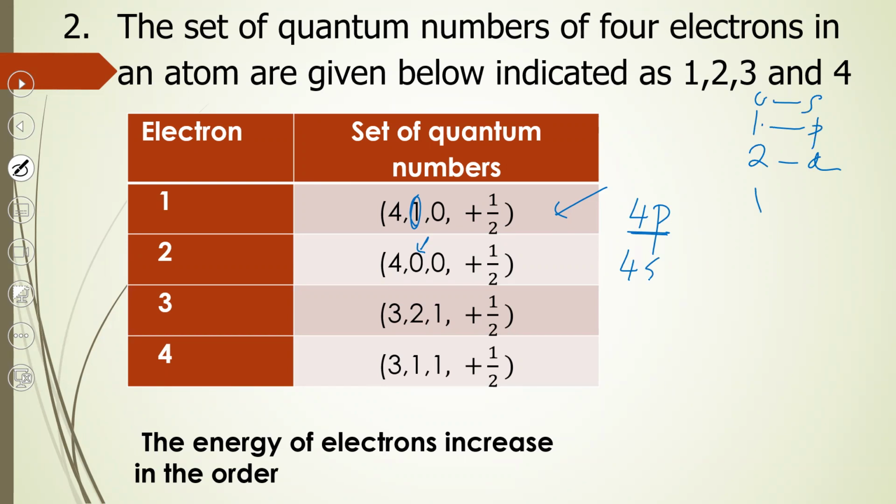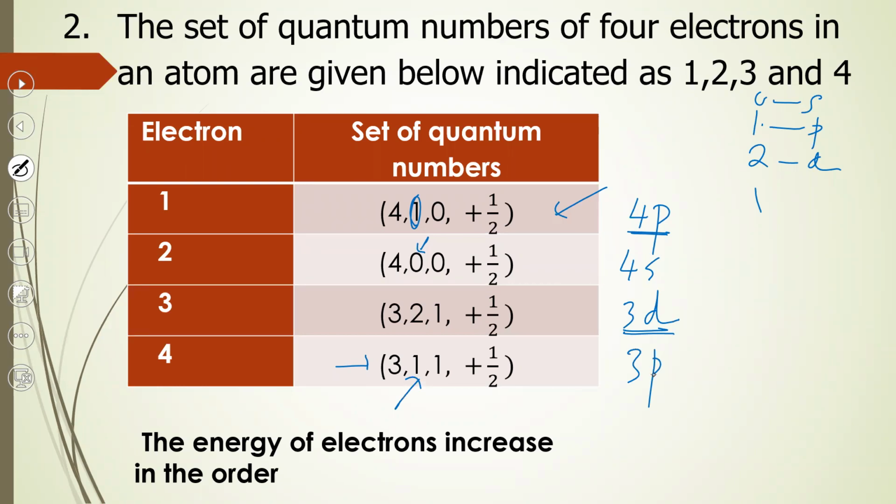When you come to the third electron, where is it located? Starting from 3, 2 mentions the d orbital, right? The electron found in the 3d orbital is mentioned here. This fourth electron is also found in the third main energy level. Then it indicates the p orbital. So now what they're asking is the set of quantum numbers of 4 electrons given below, indicated as 1, 2, 3, 4.